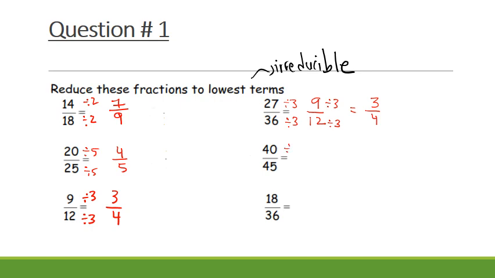40 over 45, I'm going to divide by 5, so I get 8 over 9, which is an irreducible fraction. 18 over 36, I can divide by 3 or 2, both of them are correct, or 9, so I get 6 over 12. Now I can divide by 2, and I get 3 over 6, and also by 3, which is now 1 over 2, an irreducible fraction.